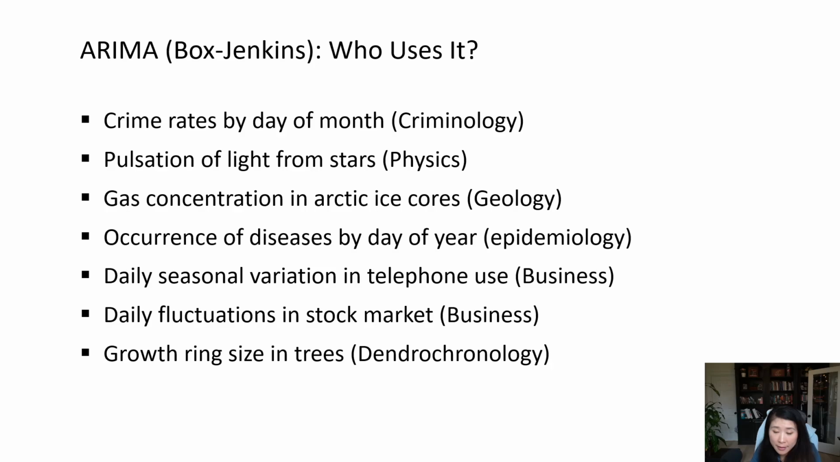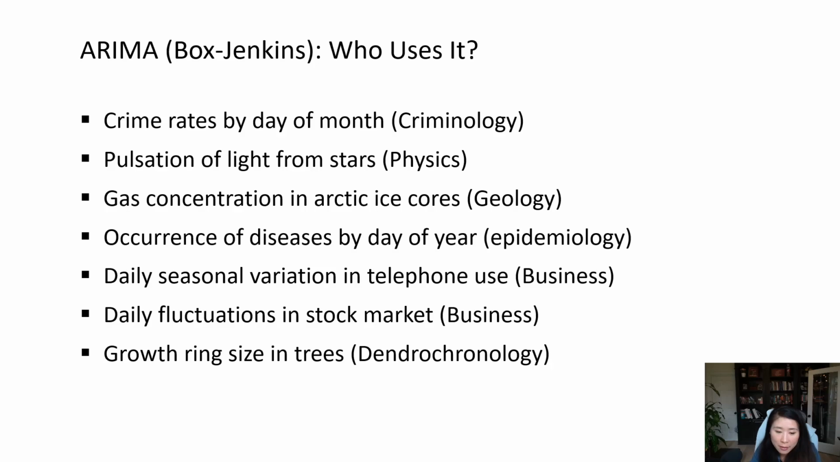And in physics, if you try to forecast the position of the light from stars, you can use the Box-Jenkins model. In geology, if you are trying to forecast gas concentration in Arctic ice cores, you can use Box-Jenkins. For epidemiology, studying disease, if they are trying to forecast the occurrence of disease by day of year, that is daily data, and we can also use the Box-Jenkins model to help them forecast.